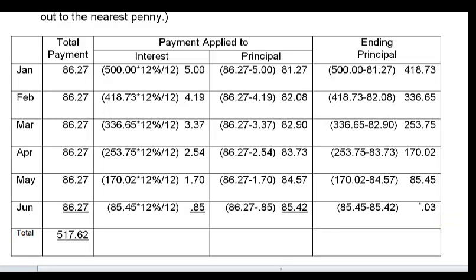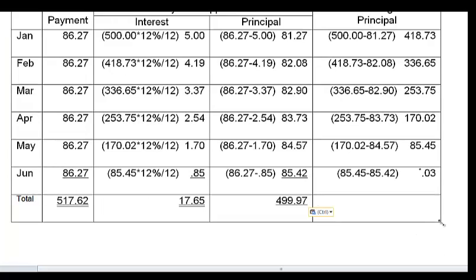At the end, we'd like to calculate and see in total how much payment did we apply toward interest. It would be $17.65. How much payment do we apply toward principal? Well, ideally, it would be $500. In our case, because we've done some rounding, it would be $499.97. Notice at the end of the loan, my ending principal balance is zero or right at zero. There can be a very minimal difference that would be due to rounding. Other than that, it should be coming out right to zero.